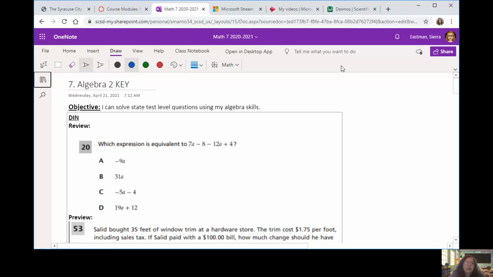On Tuesday, we began reviewing our algebra skills, and we learned one calculator trick that was helping us to solve some multiple choice questions about equivalent expressions using those algebra skills. Today, we're going to be doing the same thing. We are reviewing our algebra skills to solve some state test level questions. And there are very similar calculator tricks that we can go ahead and use.